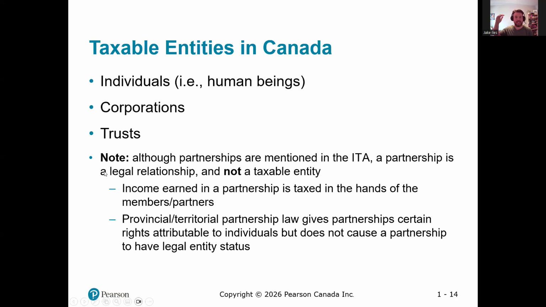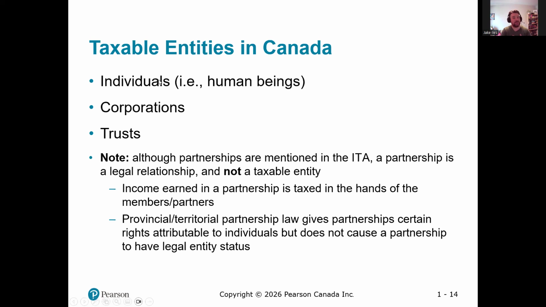So if a partnership makes money, you can have a partnership between two corporations, a human and a corporation, a trust and an individual. So partnerships are in business together, but the income from that partnership gets divvied up amongst them, and they will report it on their own tax returns. So even though a partnership can earn income, that money would flow through to the individual. A sole proprietorship is a business run by a human being, an individual, and they report that business's income on their personal tax return, a T1.